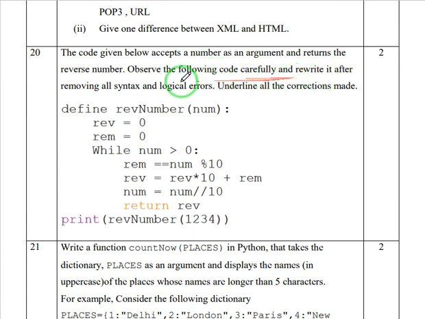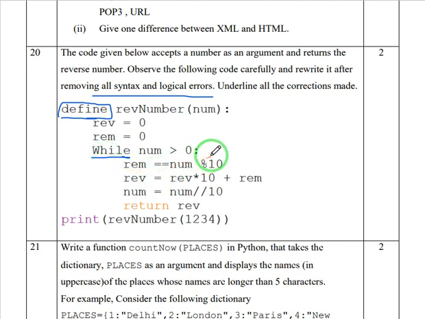We have to rewrite it after removing all syntax and logical errors in the above code. So firstly, when I look at this, define is wrong. It has to be def. That is, def is basically a reserved keyword, so define won't be correct here. Now, while is in capital, and we know that this has to be in small case. So while is also incorrect.